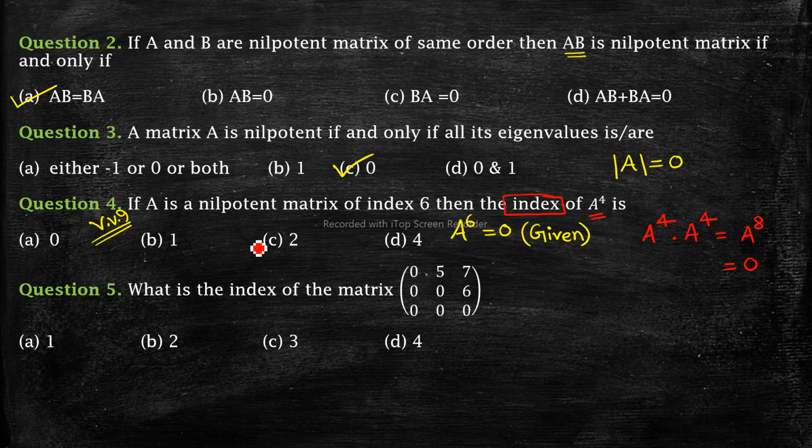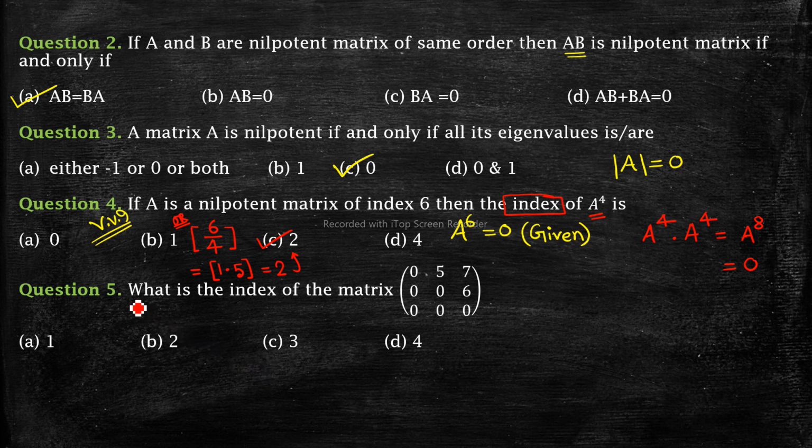Are you getting my point? Or you can easily find the result another way, using the greatest integer function. I think you know the greatest integer function. First we write the given index, which is 6, and the index we are looking for is 4. So we take the greatest integer value of 6 by 4. This is another method. 6 by 4 means 1.5, and the greatest integer of 1.5 is 2 only. So this way also you can find the result.